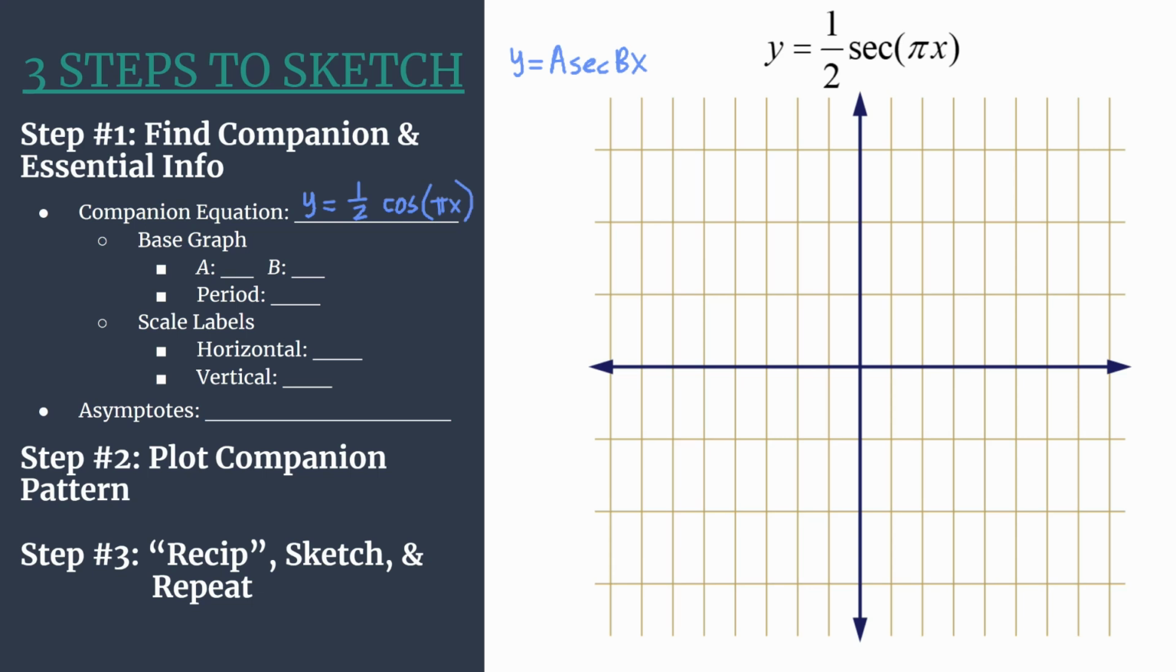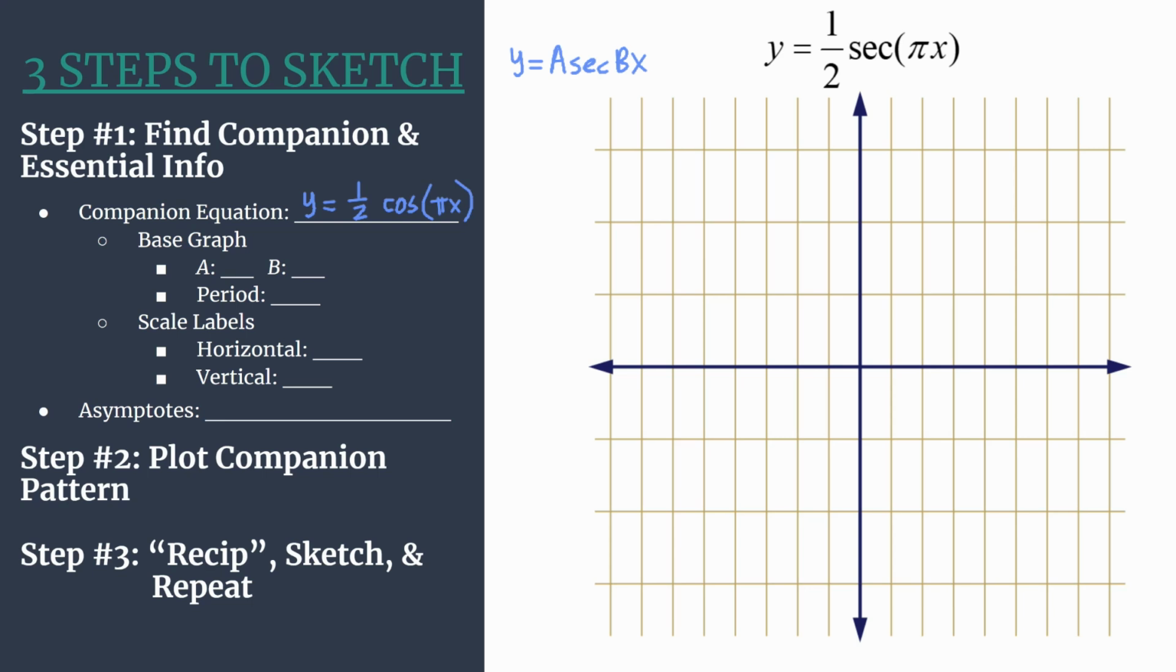If you don't already know how to graph cosine, I'll post some links in the video description to help you out with that. So again, we'll graph this companion equation, and then in step 3, we'll actually translate it, for lack of a better word, into the actual secant curves. Let's first start by analyzing this companion equation.